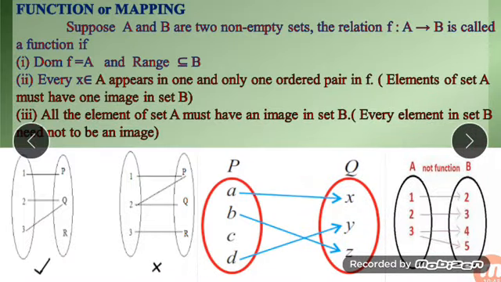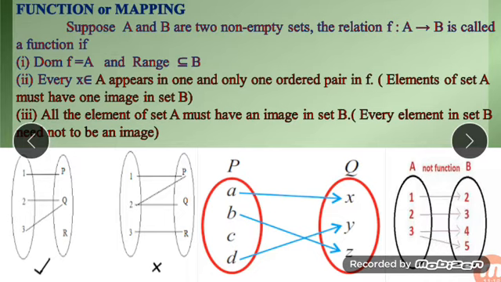Let's have a further explanation of the topic. Suppose A and B are two non-empty sets, then a relation from A to B is called a function if it fulfills these three conditions. The first condition for a relation to be a function is that the domain of the function is equal to A and the range is a subset of B. The line under this subset sign shows that the range can be equal to B as well.